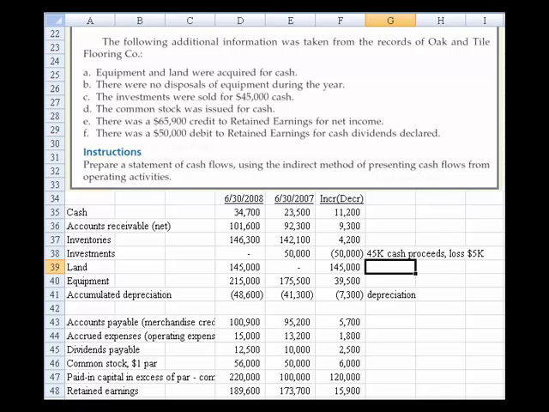So now what we do is we consider the changes in working capital accounts except for cash. We're going to prove that $11,200. That in fact is the answer to how much cash changed, and with the indirect method we can prove that number. All right, but accounts receivable went from 92.3 to 101.6, so an increase of 9,300.